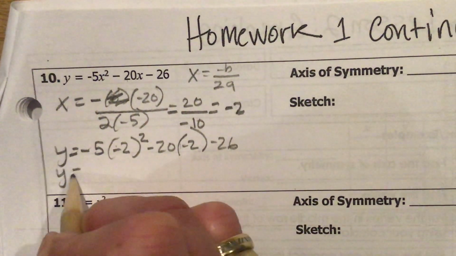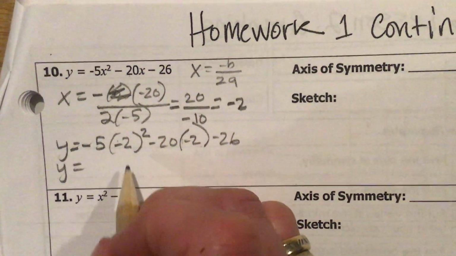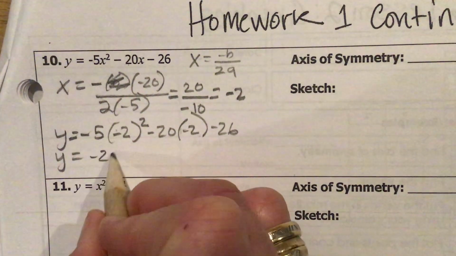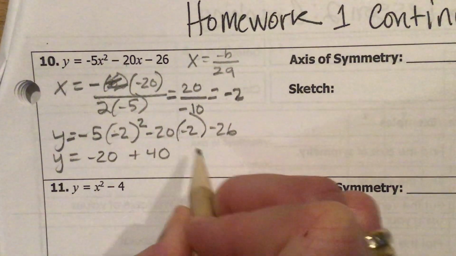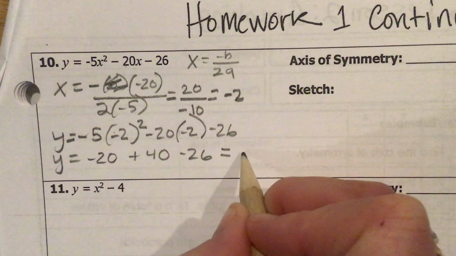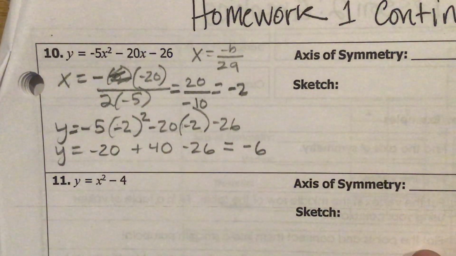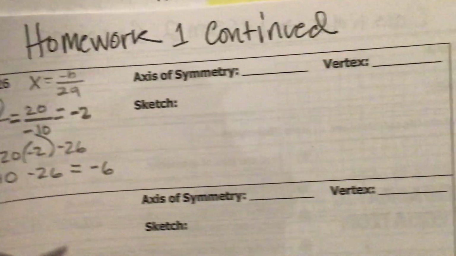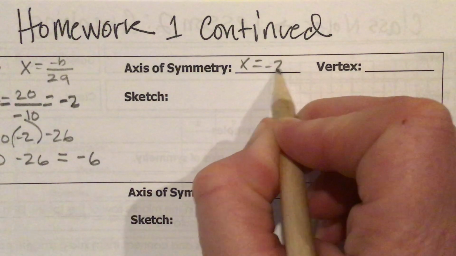Now I'm going to keep going. So I have negative 2 squared is 4. Remember, it doesn't matter, with an even exponent it's still going to be positive, so I should have 4 times negative 5, which is negative 20, plus 40, minus 26, which when I combine all that, I'm going to get negative 6. Okay, so that tells me lots of things. So my axis of symmetry, if I go over here, is x equal to negative 2.